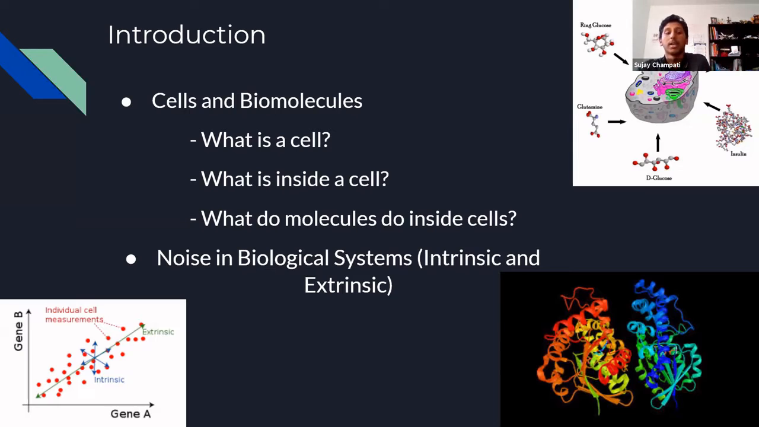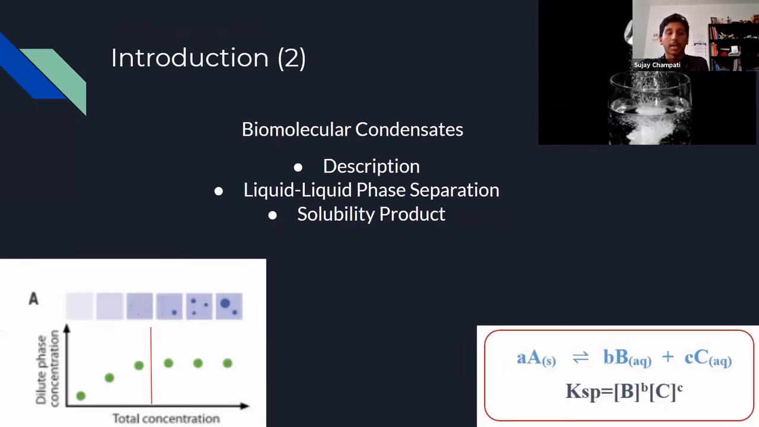So there's more extrinsic noise if they're spread apart. If they're bunched together, there's low extrinsic noise. And noise, again, just means fluctuation, right? Okay, so noise was the first important concept to understand for this project.